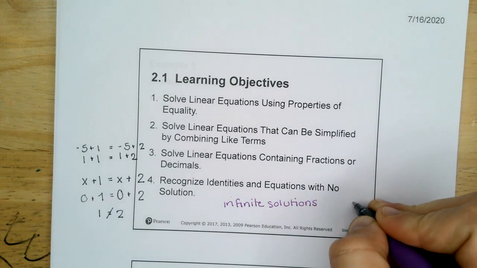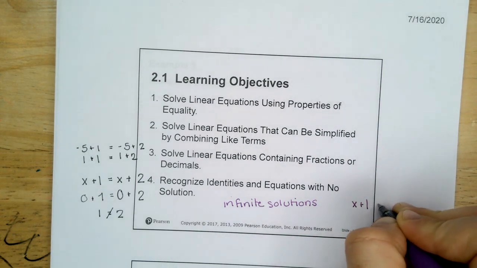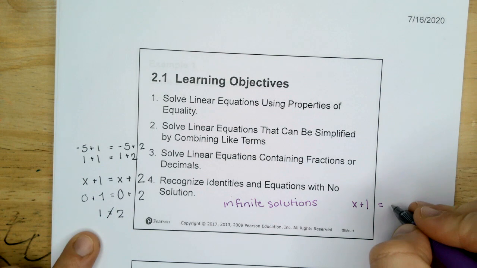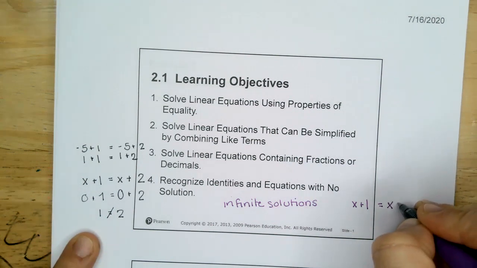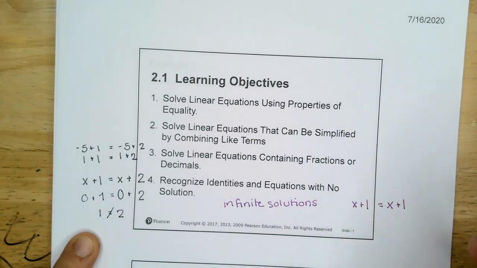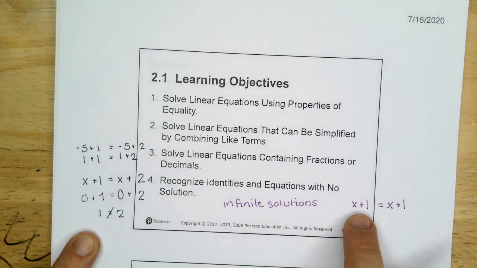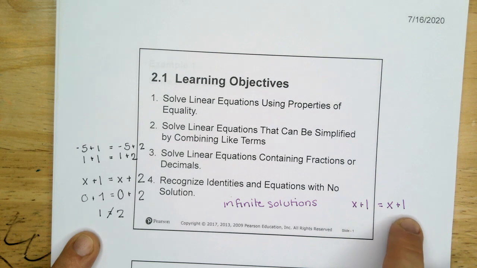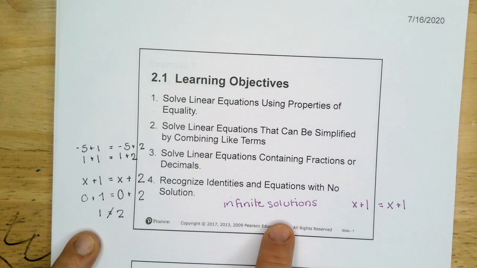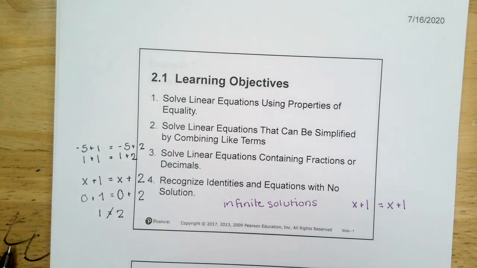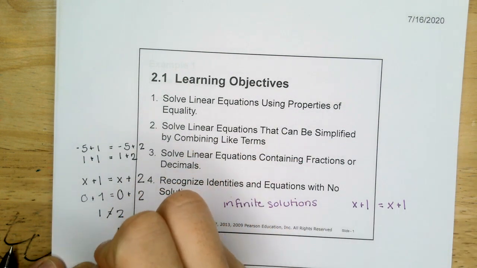But if I just write x plus 1 and instead of saying is equal to x plus 2, x plus 1 is equal to x plus 1. No matter what x I put in there, that will always be true. You could put in 100. 100 plus 1 will always be equal to 100 plus 1. Good? That's what we mean by infinite solutions, and then this would be no solution.